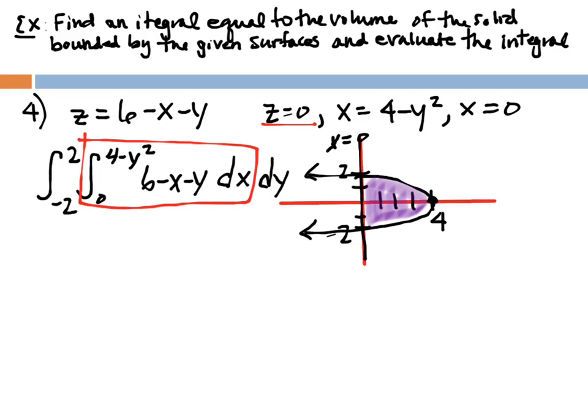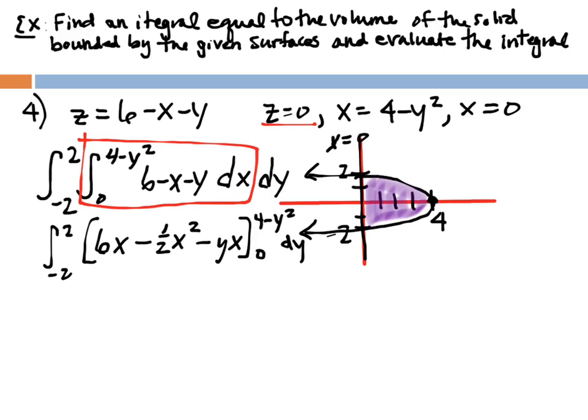Inside of that red rectangle, we need to do an antiderivative for 6 minus x minus y with the variable x as my variable. So, what's my antiderivative? 6x, right? X squared over 2, or 1/2 x squared, minus yx, or xy. And we're going to evaluate this at 4 minus y squared and at 0. So I don't know about you, but evaluating at 0 is very friendly. Evaluating at 4 minus y squared, not so friendly.